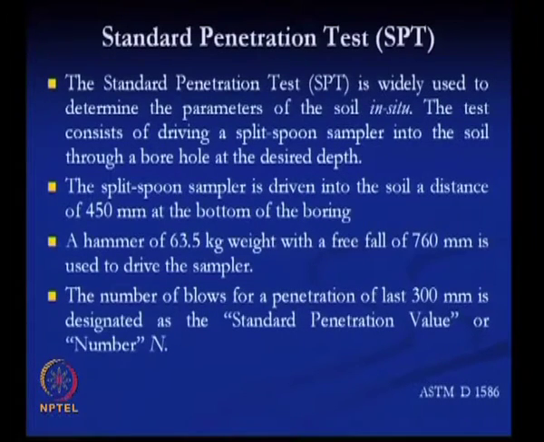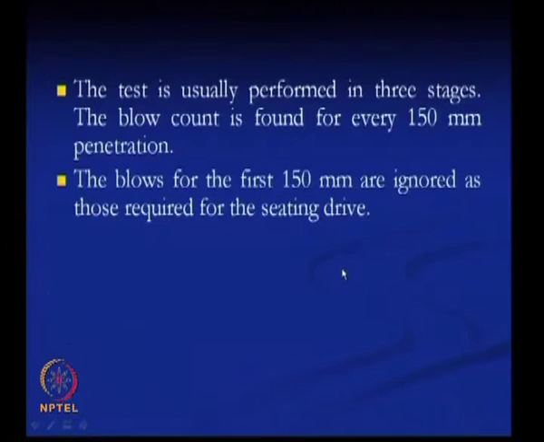Now, a hammer of 63.5 kg is used with a free fall of 76 millimeter to drive the sampler. The number of blows for penetration of the last 300 millimeter is designated as the standard penetration value. That means this test is conducted in 3 stages. In each stage, we have to penetrate the sampler by 150 millimeter.